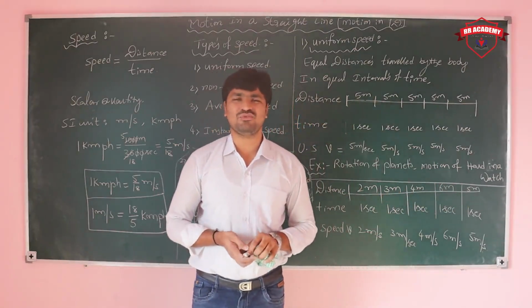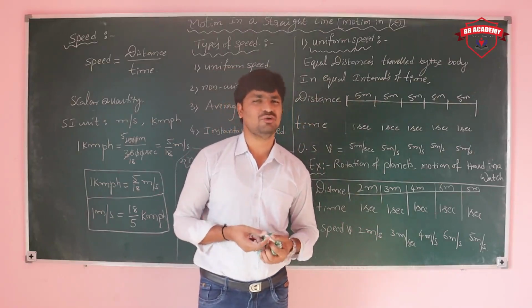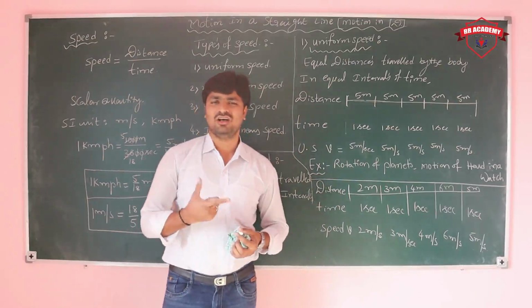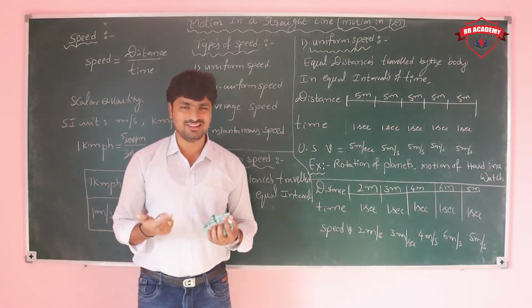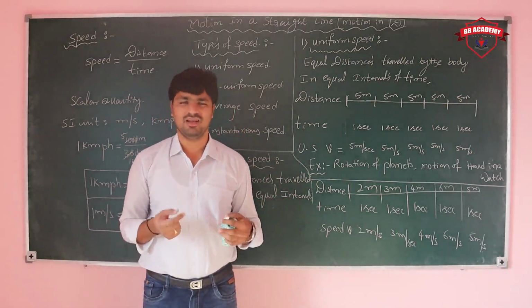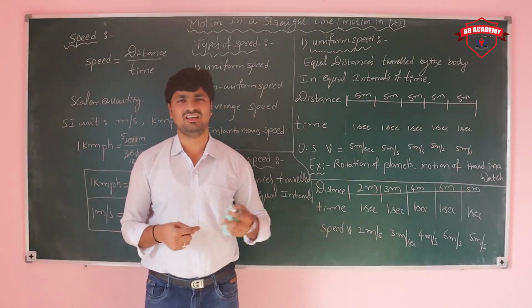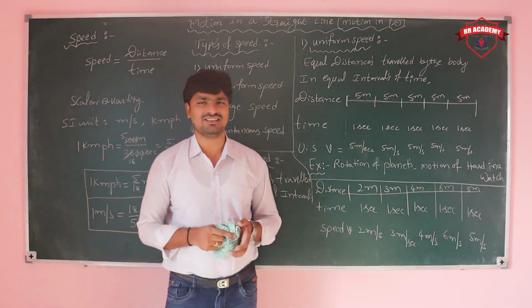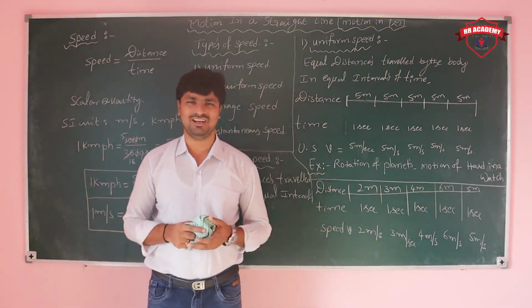What is an example for non-uniform speed? Whatever you can give, the vehicles in traffic. The vehicles are moving on the road. So generally what happens? The speed decreases, increases, changes continuously. So that's what we can say is non-uniform speed.